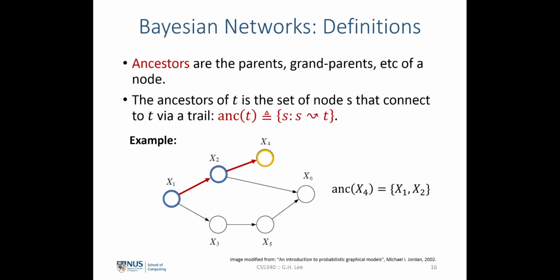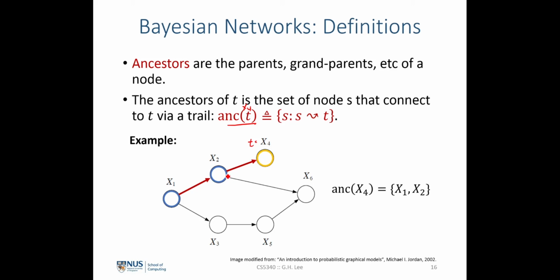We'll further define the term ancestors. Ancestors are the parents, grandparents, etc. of a node, and they can be found by a path from the node to any other nodes in the graph. So as an example, suppose that I'm going to look at x4 over here and find the ancestors of x4. Let me denote x4 as t. The ancestors of t are the set of nodes S that connect to t via a trail. This means that for any path starting from any node here, if I follow the direction of the edges and end up in x4, then the starting node and all the nodes in the path belong to the set of ancestors of x4.